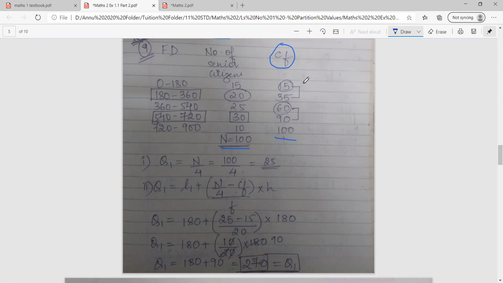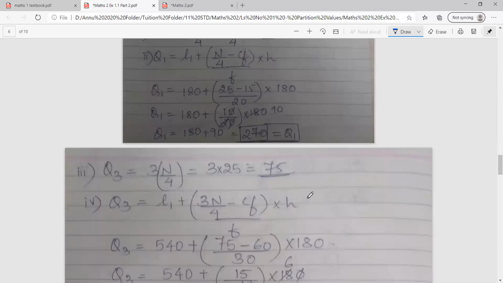Now 25 lies between 15 to 35. So which class will we be taking? 180 to 360. Frequency is 20 and CF is 50. Now we'll put the bada formula. So Q1 is equal to L1 plus n upon 4 minus CF upon F into H. After putting the values and substituting, I get the answer to be 270. So you can check whether 270 lies between 180 to 360. That means at least you have done the sum properly and substituted the values properly.